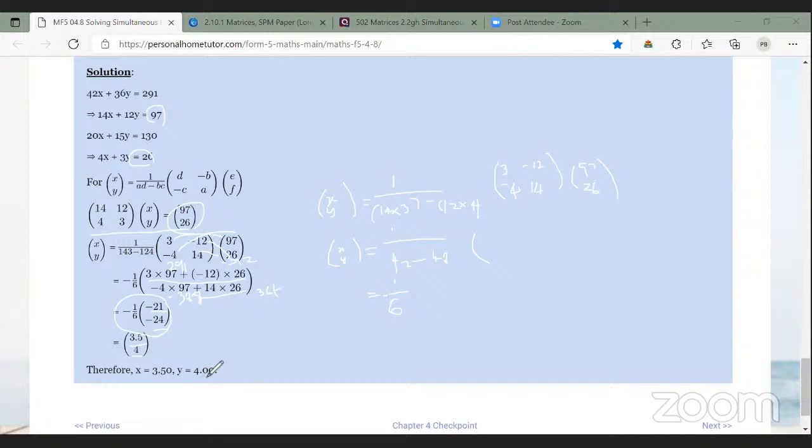So that's how you would solve linear equations using matrices. I think we still have time to go over maybe just one or two questions before we end this session.